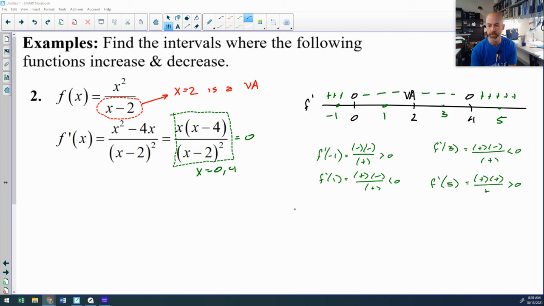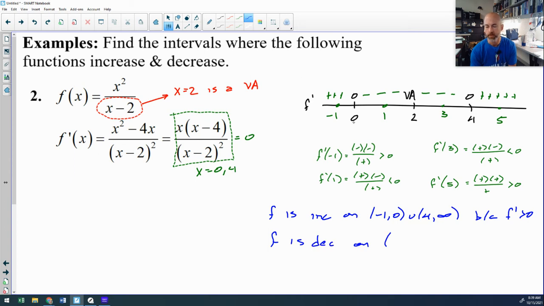And now I can look at that number line and I can conclude that f is increasing on the intervals -1 to 0, and then again from 4 to infinity. And that happens because f prime was positive. And then I can say that f is decreasing on the interval 0, and we have to take a break at 2 because my function is not defined at 2. So I have to say 0 to 2, and then we resume decreasing on the interval 2 to 4, and that is because f prime is less than 0. So there are some increasing, decreasing questions.